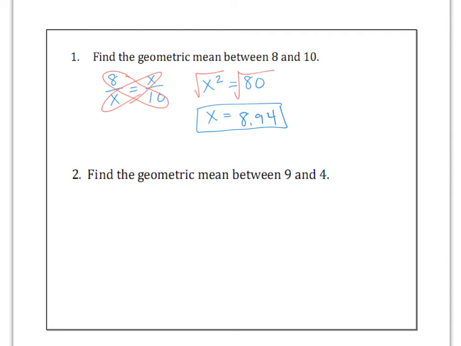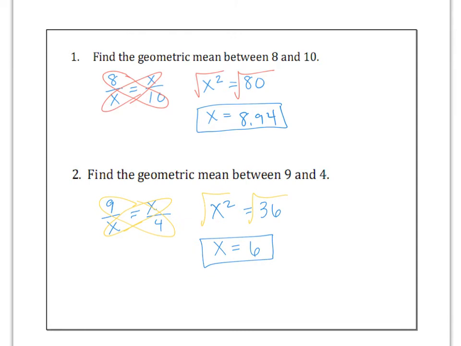Number 2, find the geometric mean between 9 and 4. So remember what we do? We go 9 over x equals x over 4. And then we cross multiply. So when we cross multiply, we're going to do x times x and 9 times 4. X times x is x squared. 9 times 4 is 36. Square root, x equals 6. 6 is the geometric mean between 9 and 4.